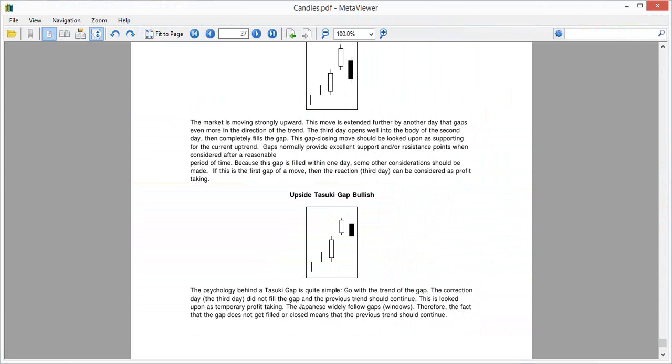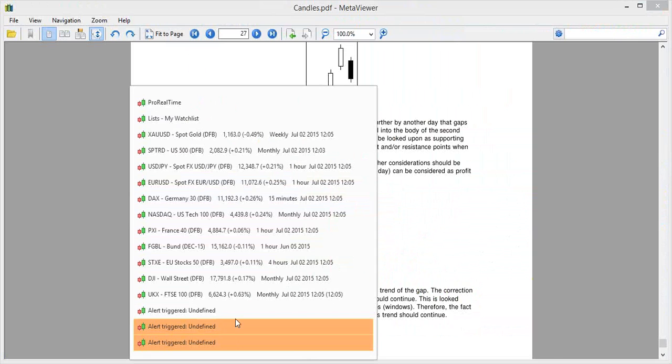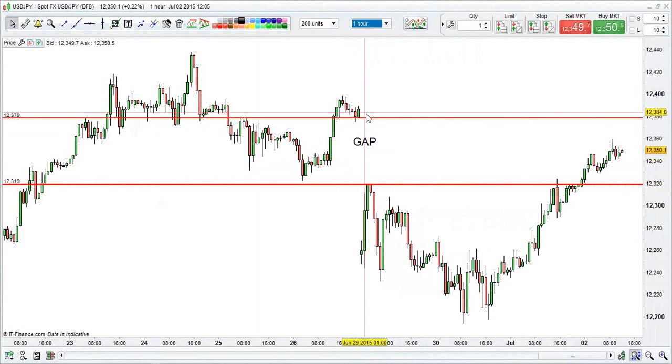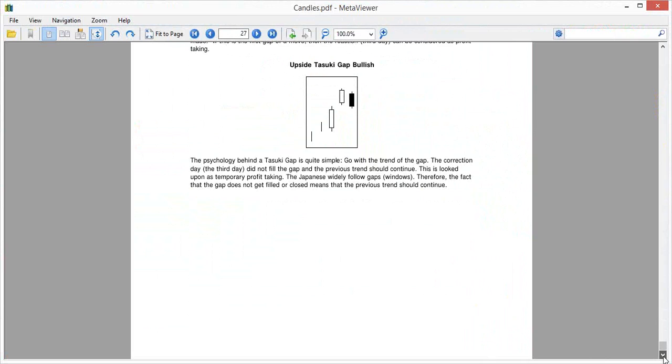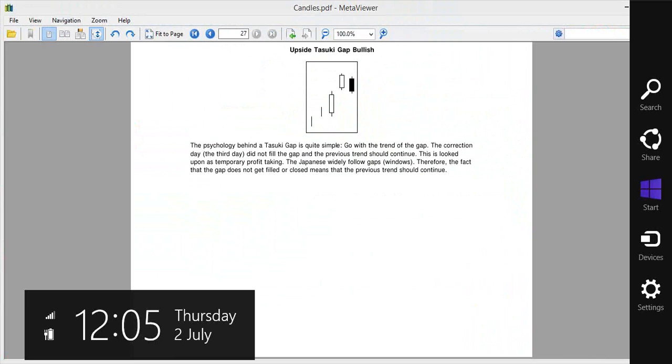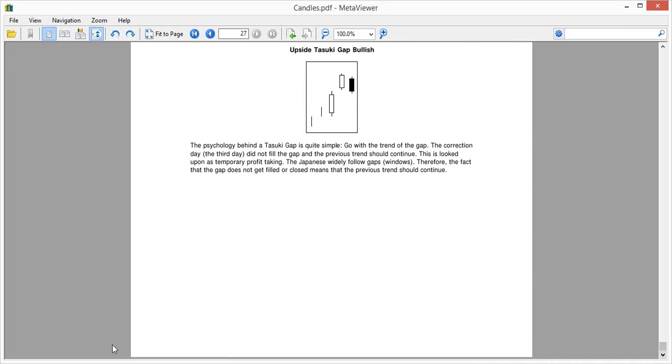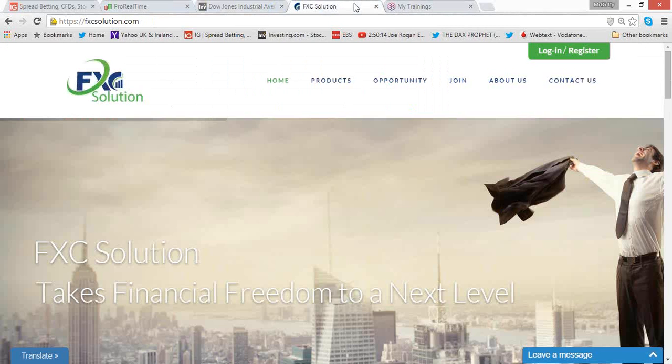This is looked upon as a temporary profit taking. The Japanese widely follow gaps, or as they call them, windows. Therefore, the fact that the gap does not get filled or closed means that the previous day's trend should continue. Again, as we've seen, the previous day, this was Monday, and the market kept selling off into midweek, okay, before it started to reverse. So until the gap was finished or closed back above, the market stayed in that downtrend. And that really is our detailed look at our price patterns.